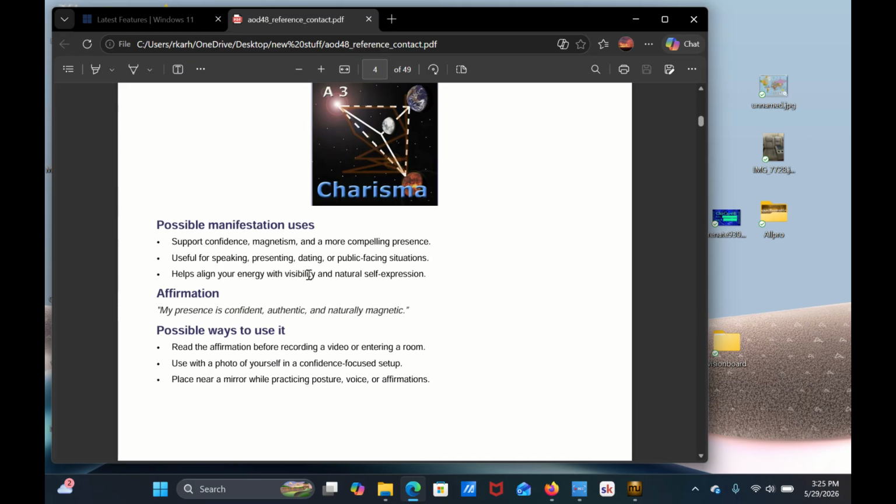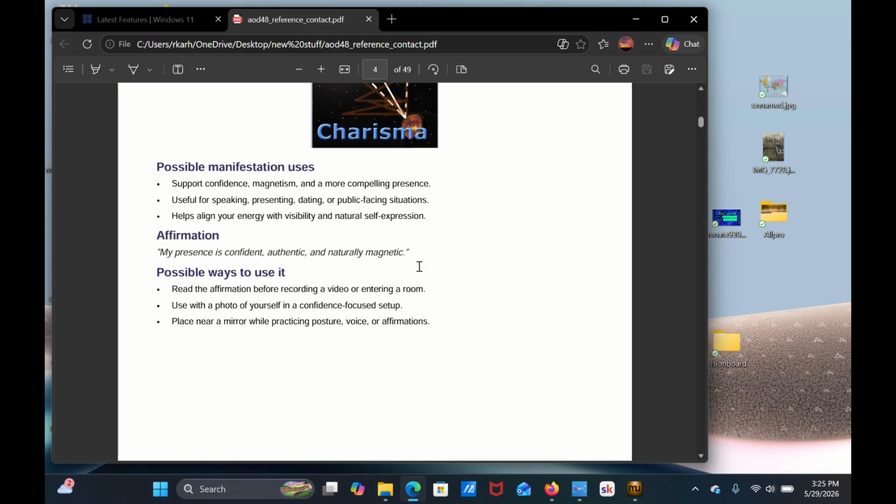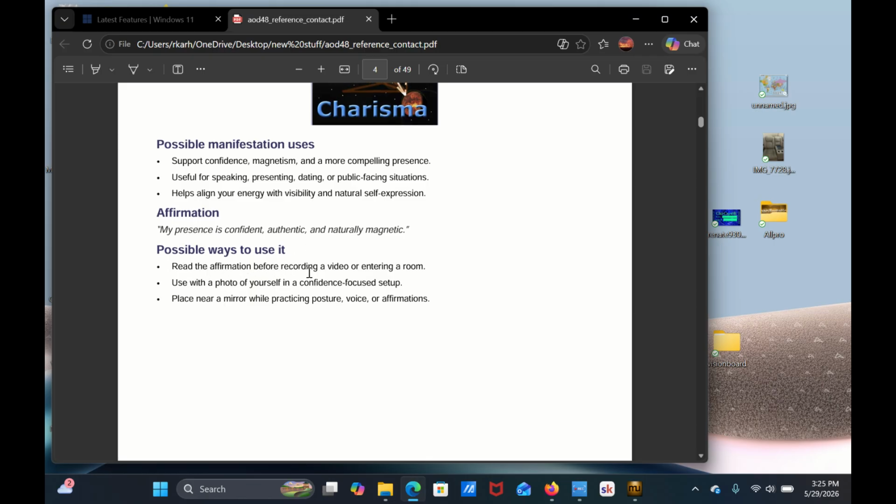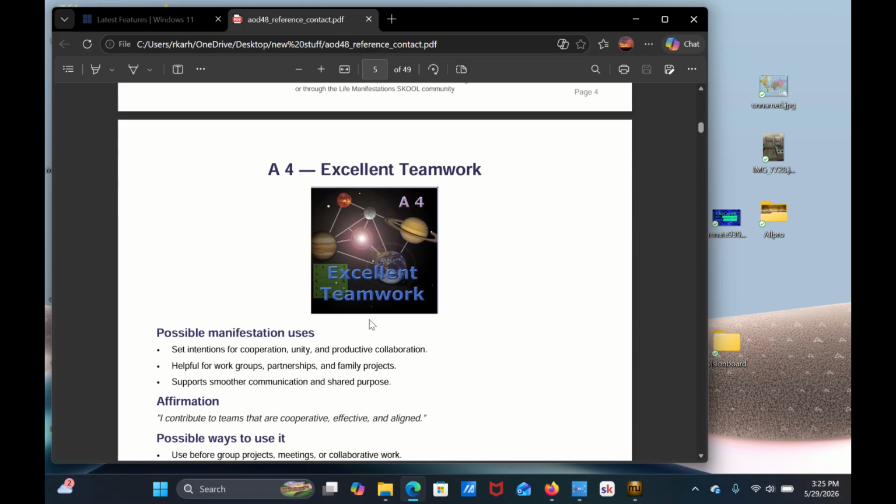Charisma. Support confidence, magnetism, and a more compelling presence. Useful for speaking, presenting, dating, or public-facing situations. Helps align your energy with visibility and natural self-expression. Affirmation: my presence is confident, authentic, and naturally magnetic. Possible ways to use it: read the affirmation before recording a video or entering a room. Use with a photo of yourself in a confidence-focused setup. Place near a mirror while practicing posture, voice, or affirmations.